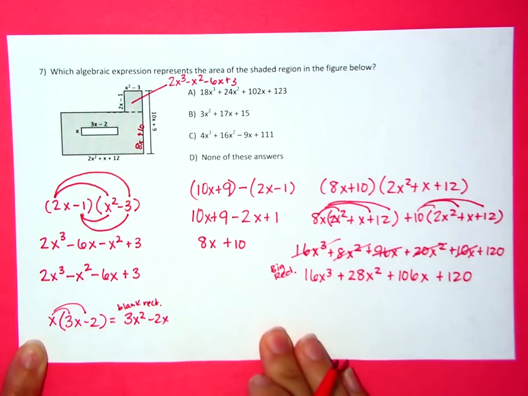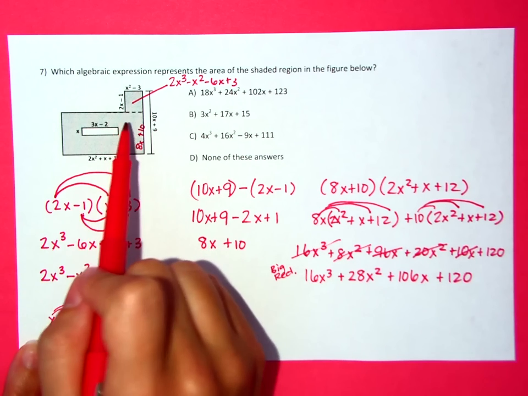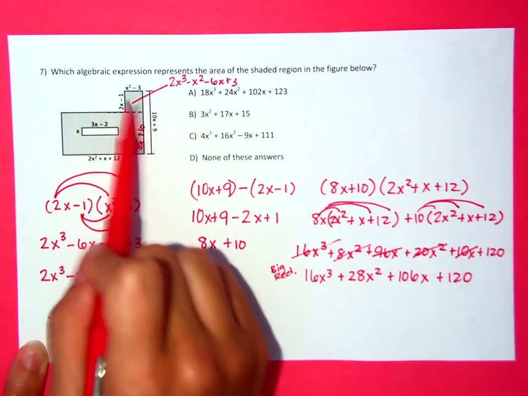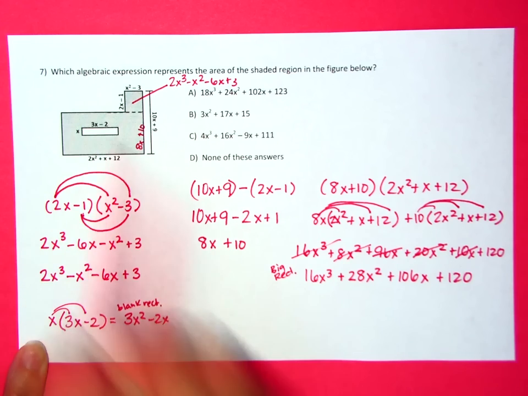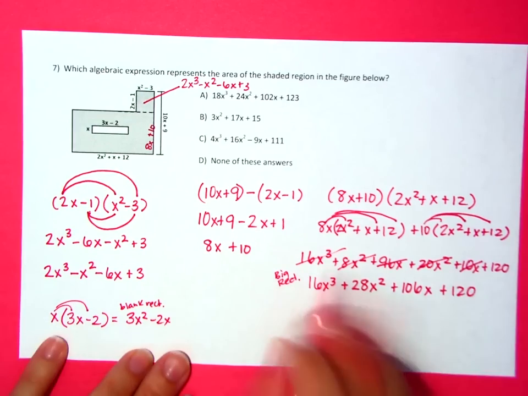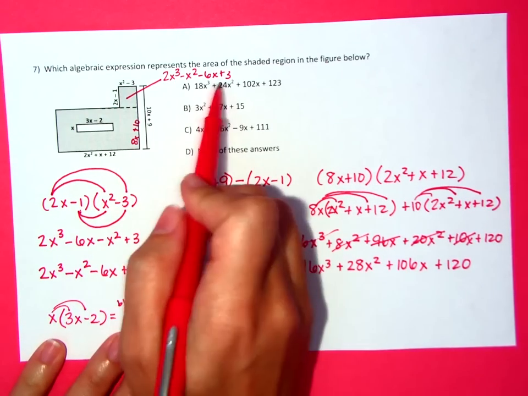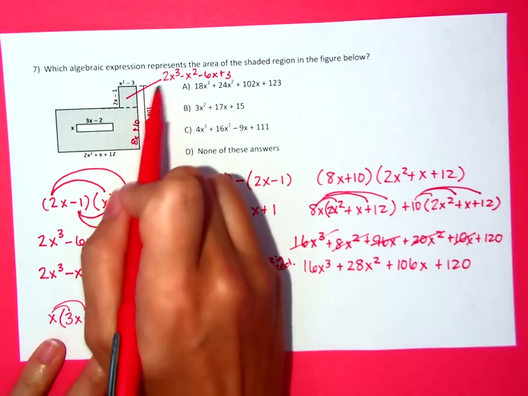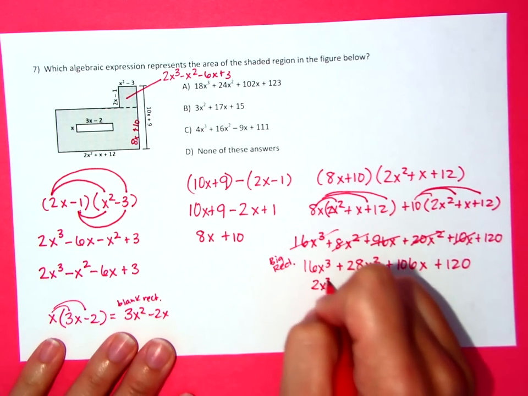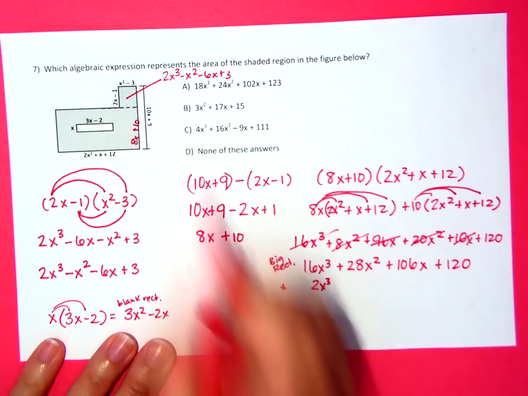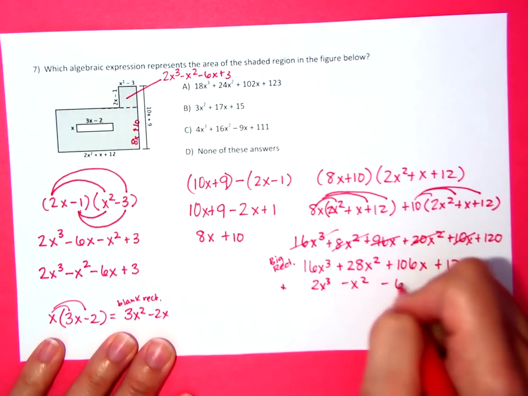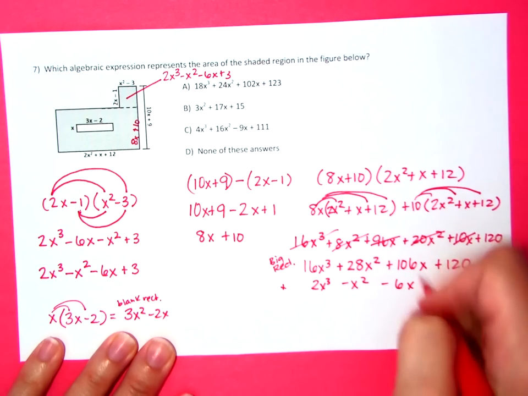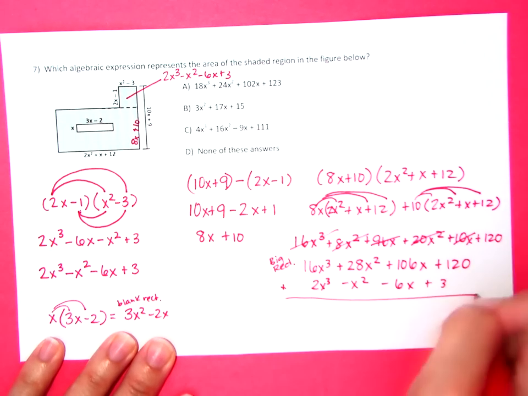Now the last step is to put everything together. So first thing I want to do is take this big rectangle and this rectangle here and add it together to find the total shaded region without taking this part off. So I'm going to take this and add it to this piece up here, and I'm going to line up my numbers. So here I've got 2x cubed. I'm going to put that with the x cubed. So we're just adding. Then I've got negative x squared. Then I've got negative 6x, and then I have 3. So what I'm going to do is just add this all together.